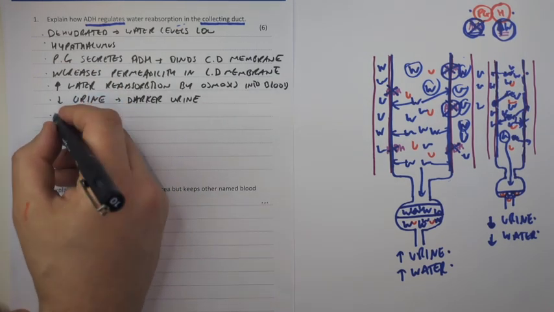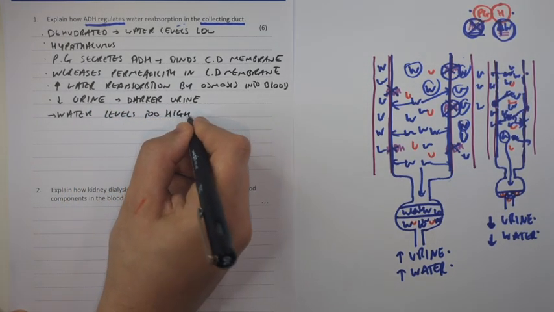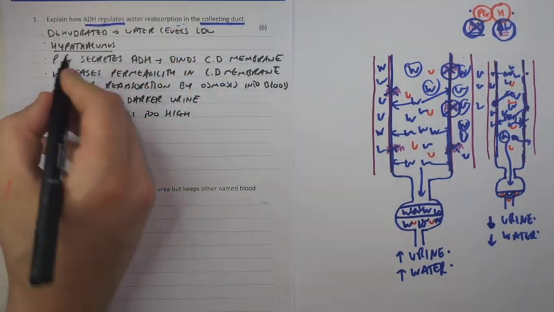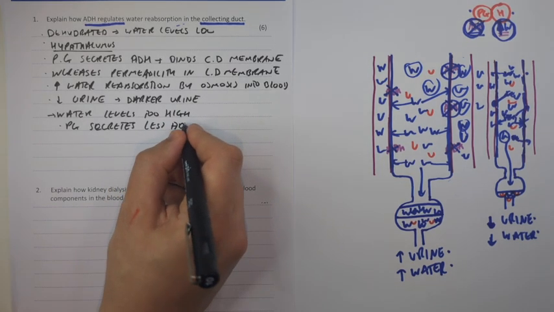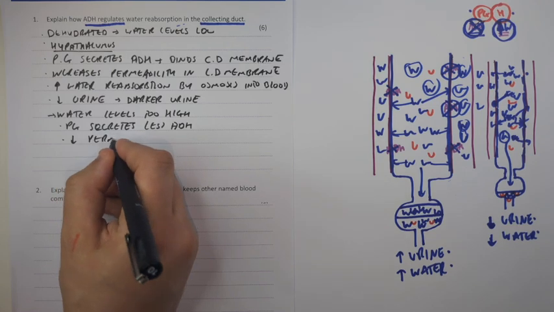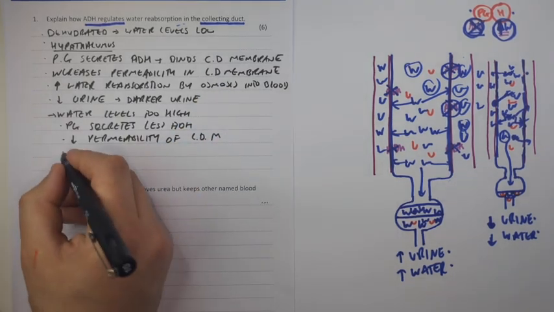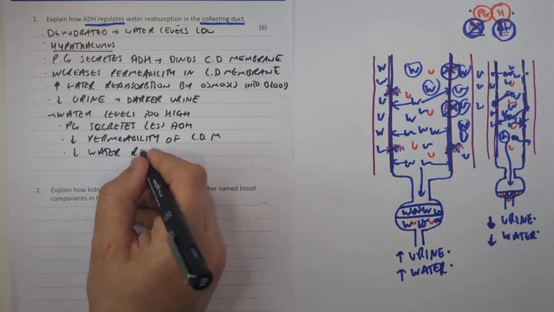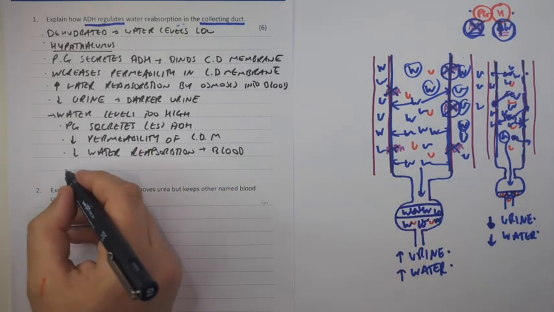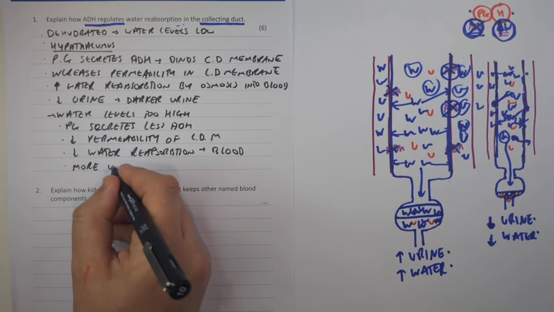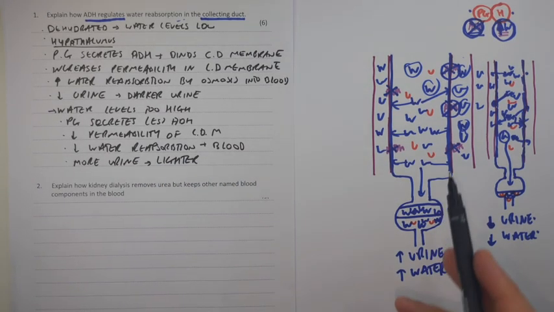Right, if water levels are too high, that is detected by the hypothalamus again, and this time the pituitary gland secretes less ADH, which then decreases permeability of the collecting duct membrane, which then decreases water reabsorption into the blood, which then means that it's going to be more urine and it's going to be lighter urine. Okay, so that is how you would answer that question.